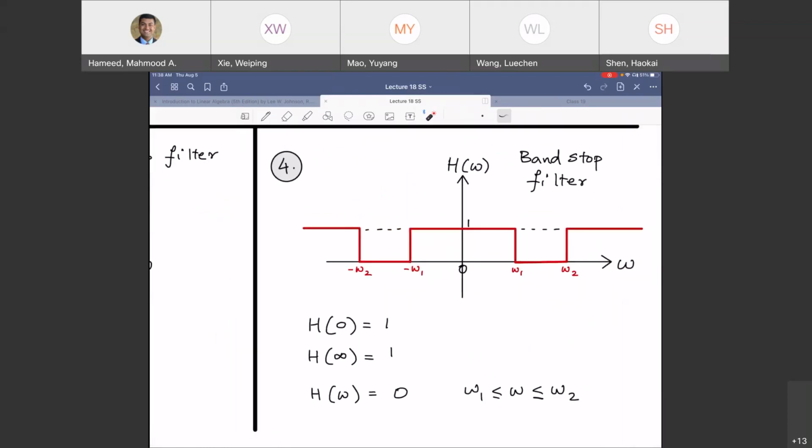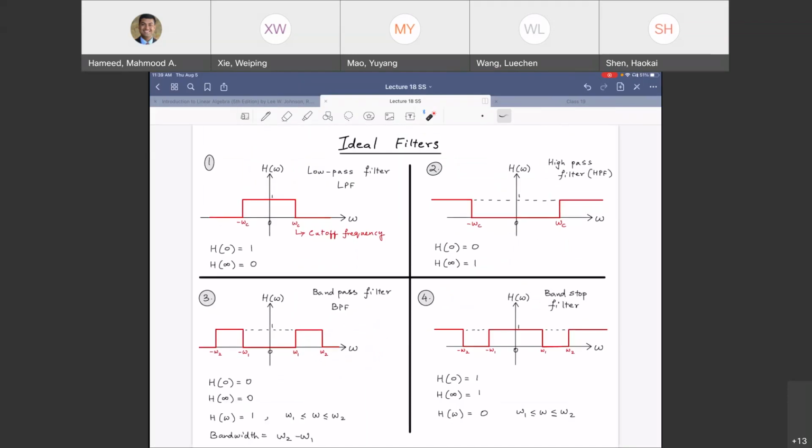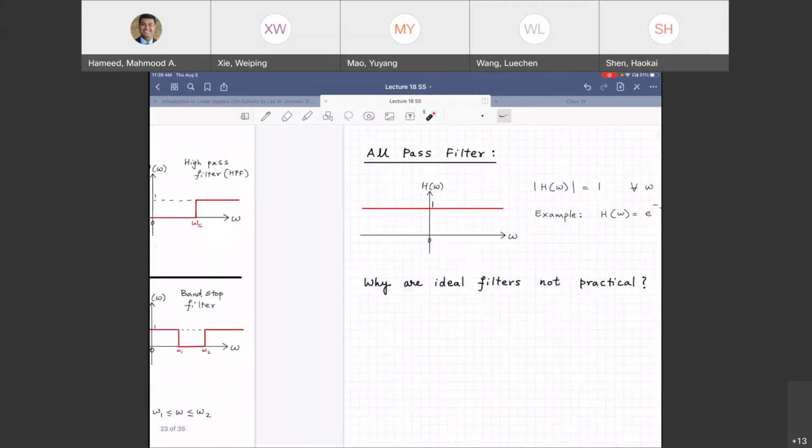Last one, band stop filter, your fourth option. The band of frequencies between omega 1 and omega 2 are getting stopped. Every other frequency is getting passed. At 0, you've got a 1. At infinity, you've got a 1. Only between omega 1 and omega 2, you've got a 0. Band stop filter. So we'll deal with 1 and 3 here, low pass and band pass.